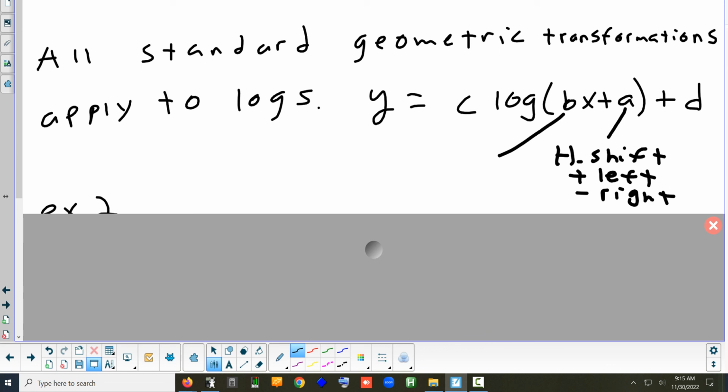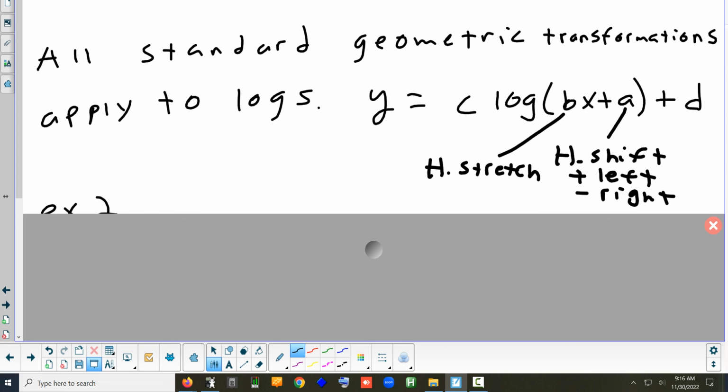How about B? B is still inside the log function, but now it's multiplication. It's not addition or subtraction. Horizontal stretch. So there's your horizontal stretch. Remember, like the shift, it is backwards. The bigger you make B, the more compressed it gets. The smaller you make B, the more stretched it gets.